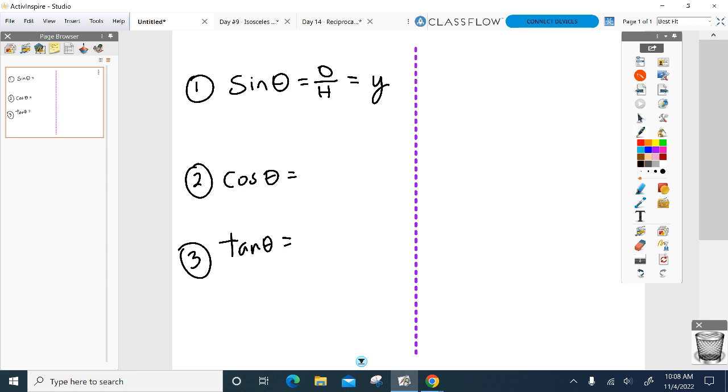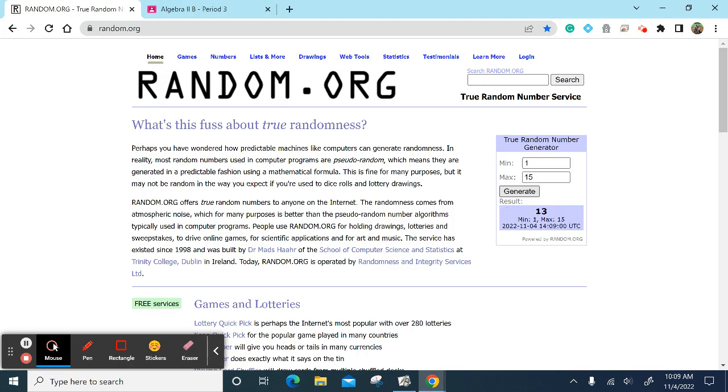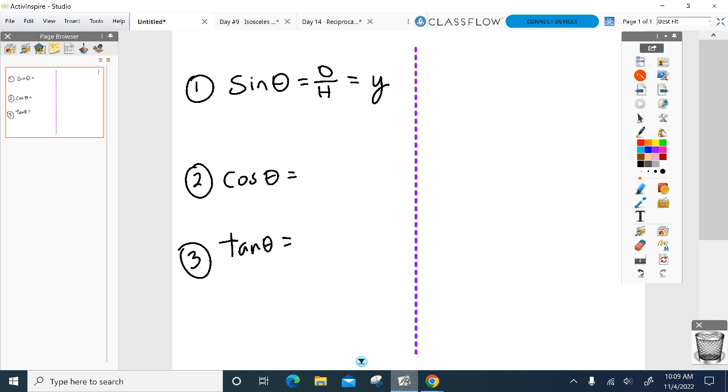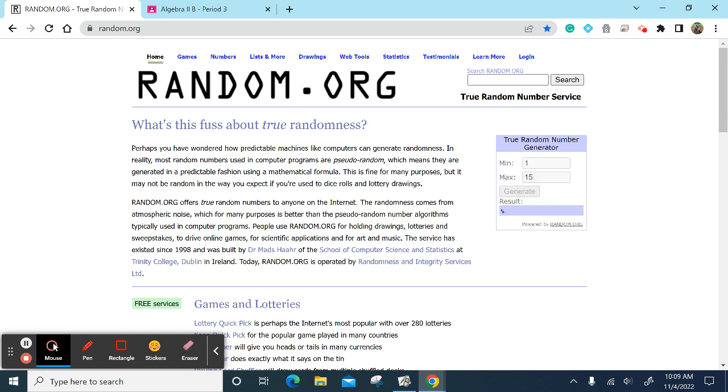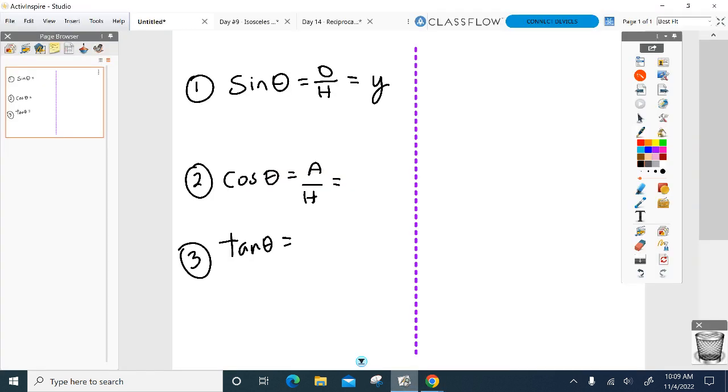Good. All right, how about cosine? How can you find the cosine? Adjacent over hypotenuse. If I'm in a right triangle, correct. Adjacent over hypotenuse. If I'm on the unit circle somewhere, I take the x coordinate.